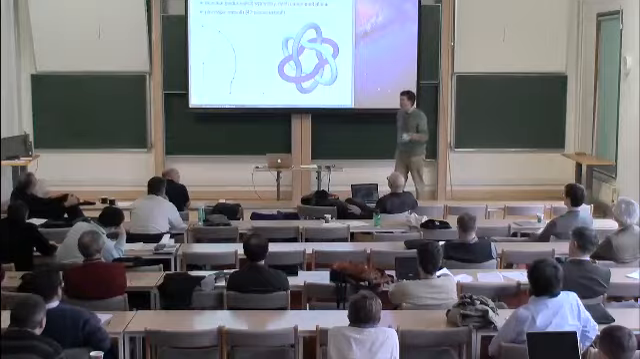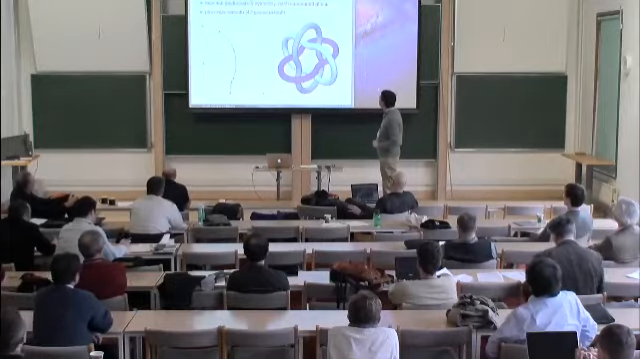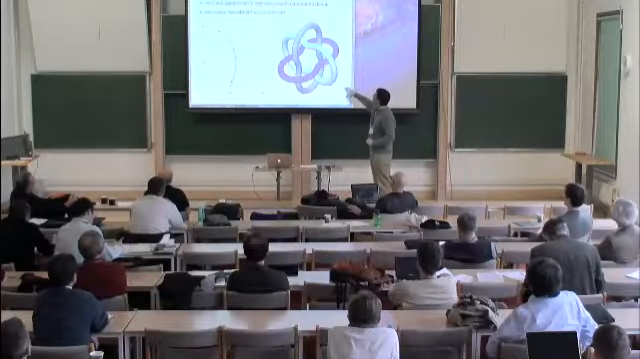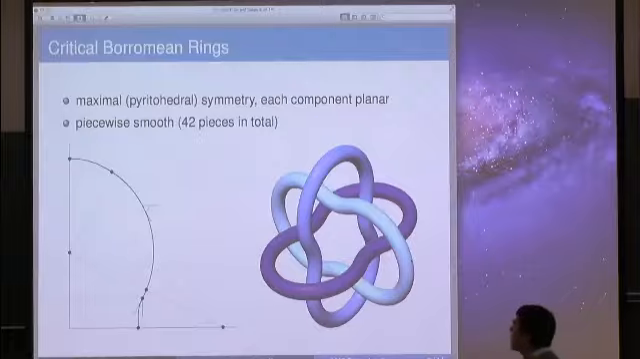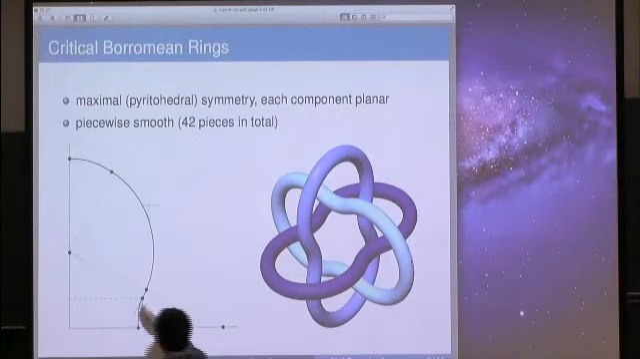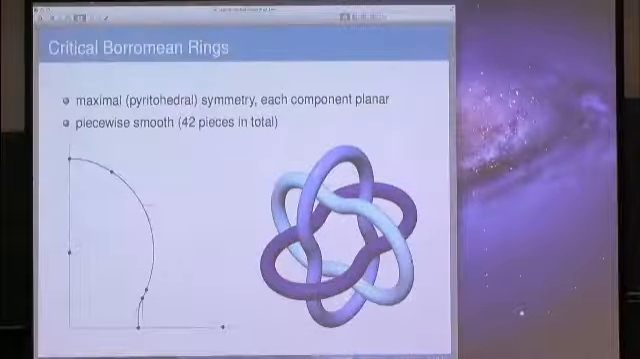We just can't imagine anything else that would beat it, and this is certainly a critical point. It is the Borromean rings, 3 components in 3 perpendicular planes. It has the maximal possible symmetry for the Borromean rings, pyritohedral symmetry. It's piecewise smooth, and again, some of the pieces are round circles, but other pieces are these arcs that we saw also in the clasp, described by elliptic integrals. So there are 42 pieces in total when you write this as a piecewise smooth curve.